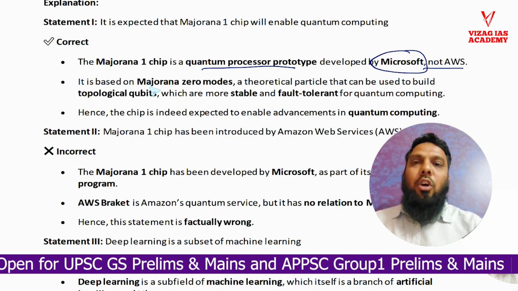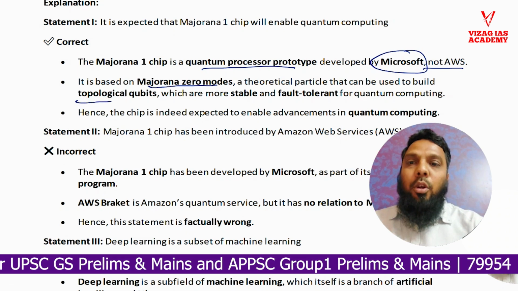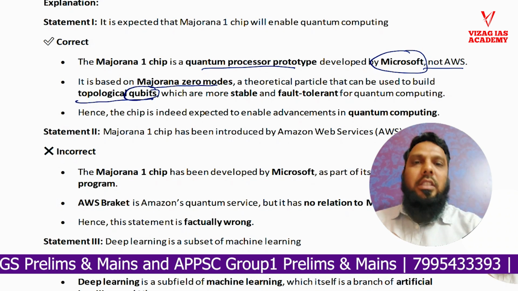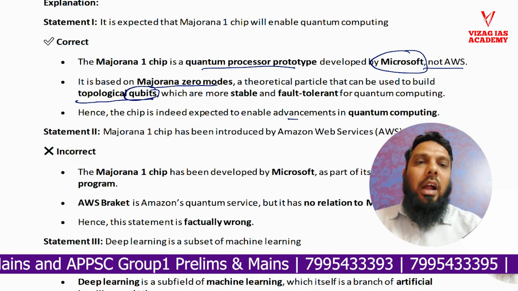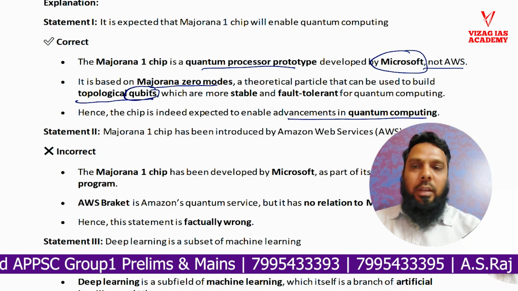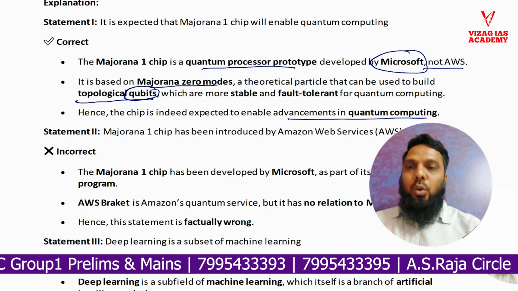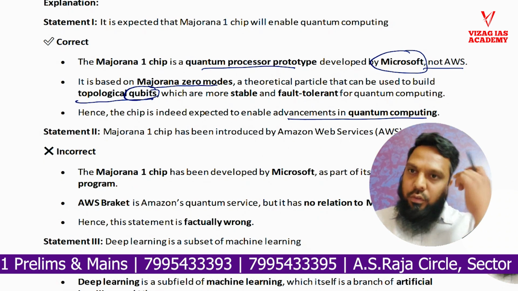And also it's based on Majorana 0 modes and topological qubits. Now qubits also we have discussed in class, right? And this is indeed expected to enable advancements in quantum computing. Now we'll go to statement 2, which we have already seen was wrong, right?